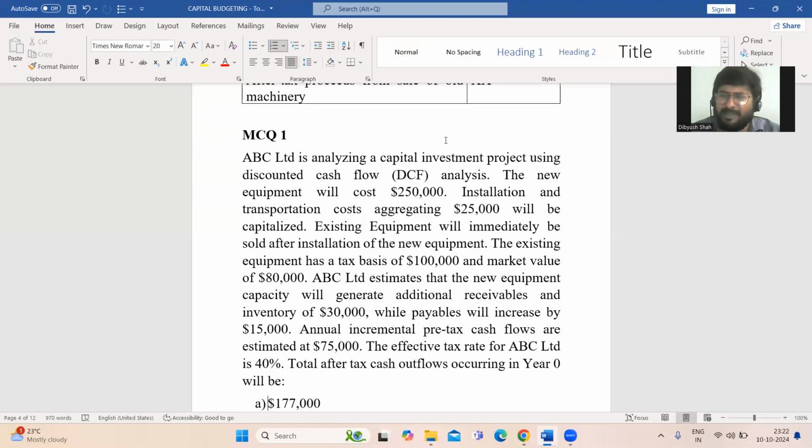ABC Limited estimates that the new equipment capacity will generate additional receivables and inventory, so you have some investment in working capital also, 30. But payables will also increase by 15. Annual incremental pre-tax cash flows are estimated at 75. This is relevant for annual cash flow calculation, not here. The effective tax rate for ABC is 40%. What is the total after-tax cash outflow occurring in year zero? That means the initial cash outflow.